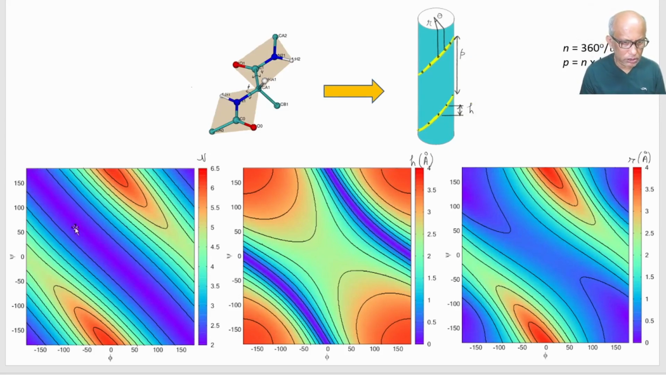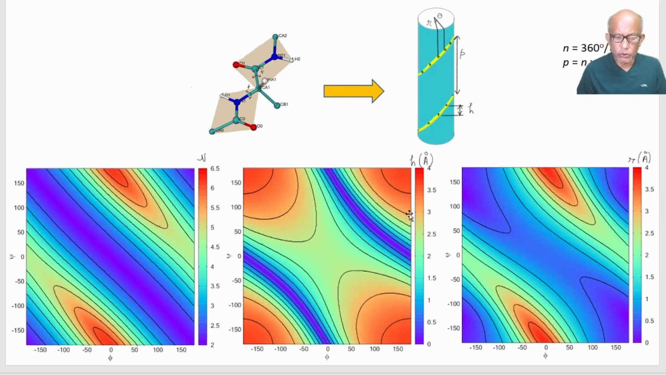So this is the variation of n. n varies from 2 to about 6.5. The colors indicate that in some regions it is as high as 6.5, while in the middle, this diagonal line here is violet color. This is n equal to 2. H, for example, varies between 0 and 4 angstrom. 0 is almost like a band here, while at the edges of the plot H is very high, around 4 angstrom. Similarly you have the variation of R, which also varies between 0 and 4 angstrom.